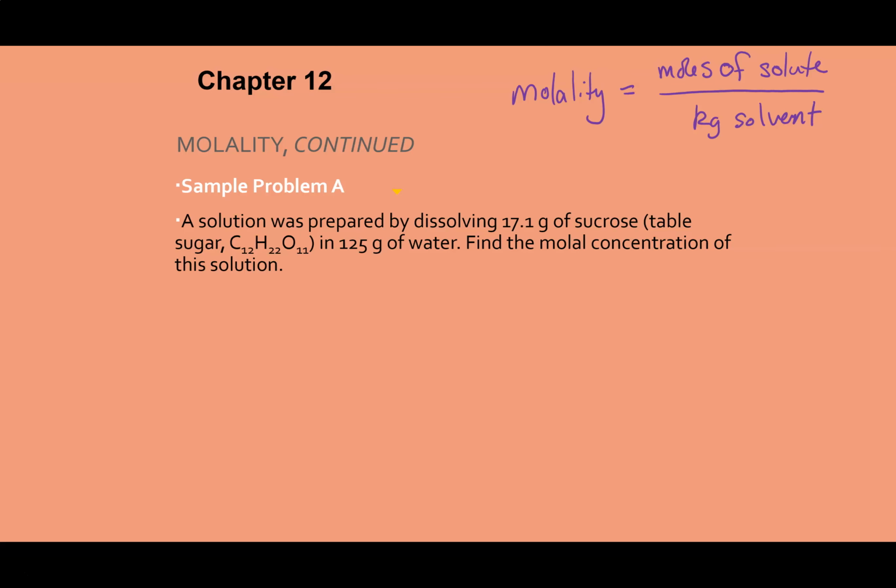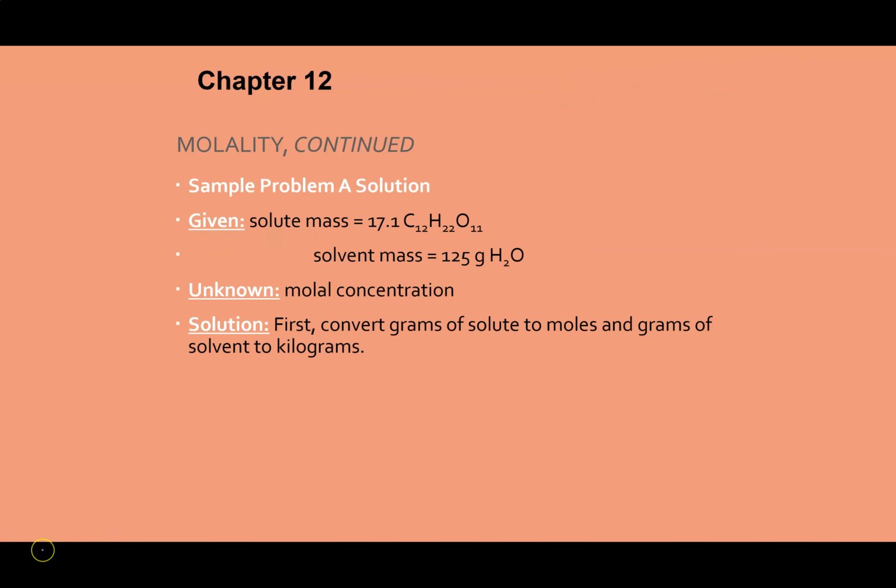That being said, this problem that we are given gives us the mass of sucrose, so table sugar, C12H22O11, and the mass of water in grams. Remember that molality is given in a lowercase m. So when we write our molal concentration, we'll write it with a lowercase m at the end. All right, let's get this problem started. We're given the solute mass, we're given the solvent mass, and we're asked to find the molal concentration.